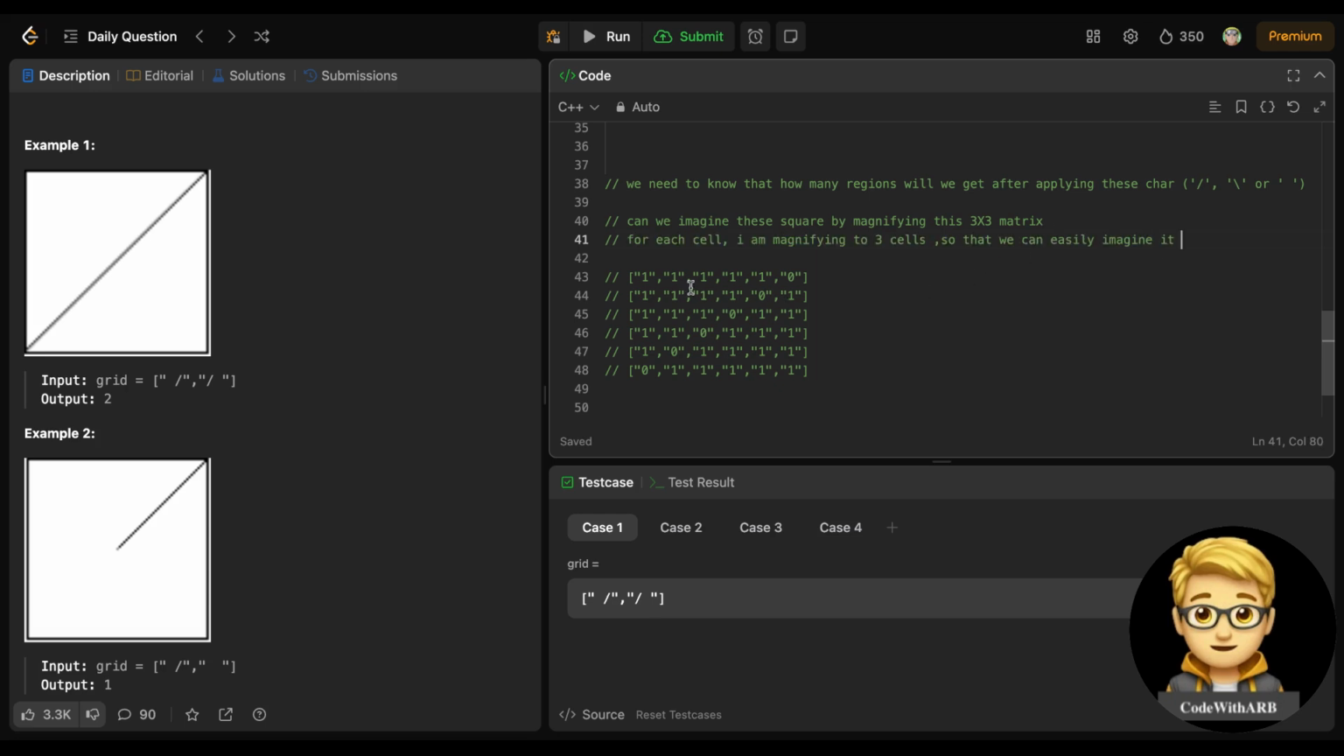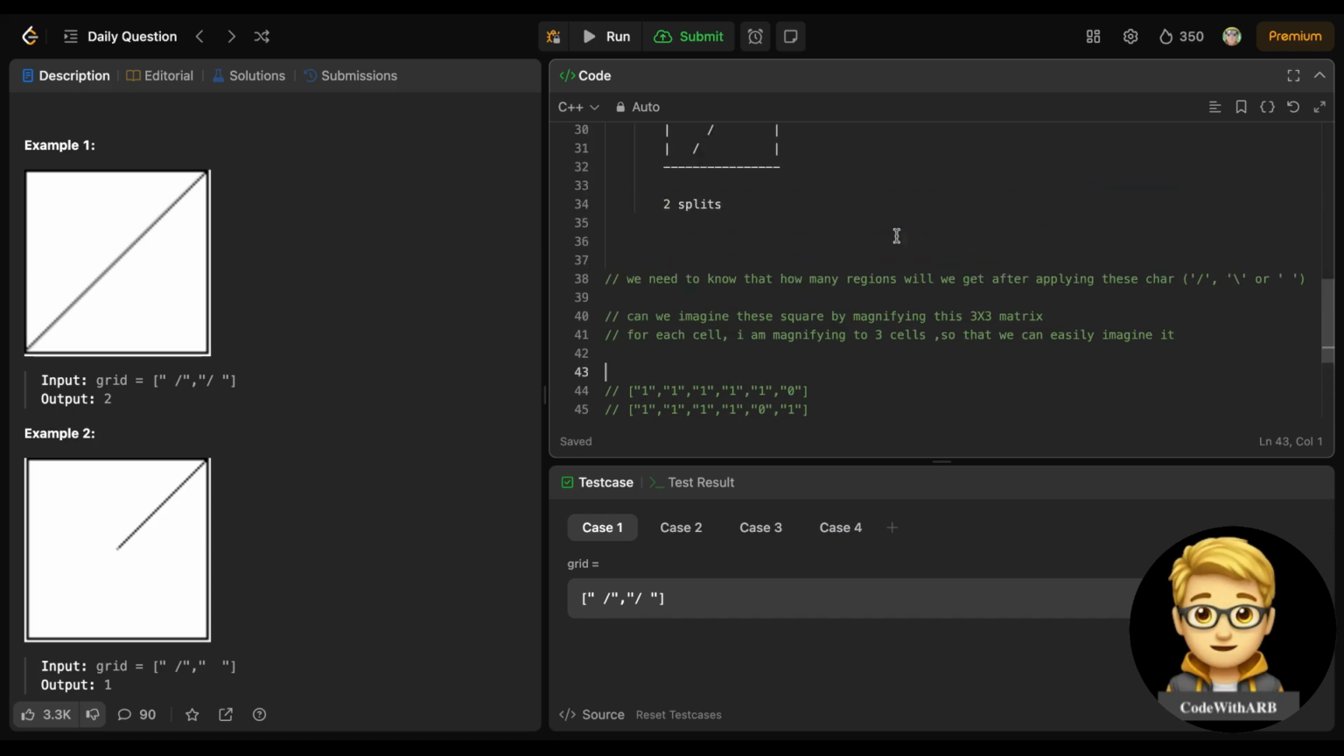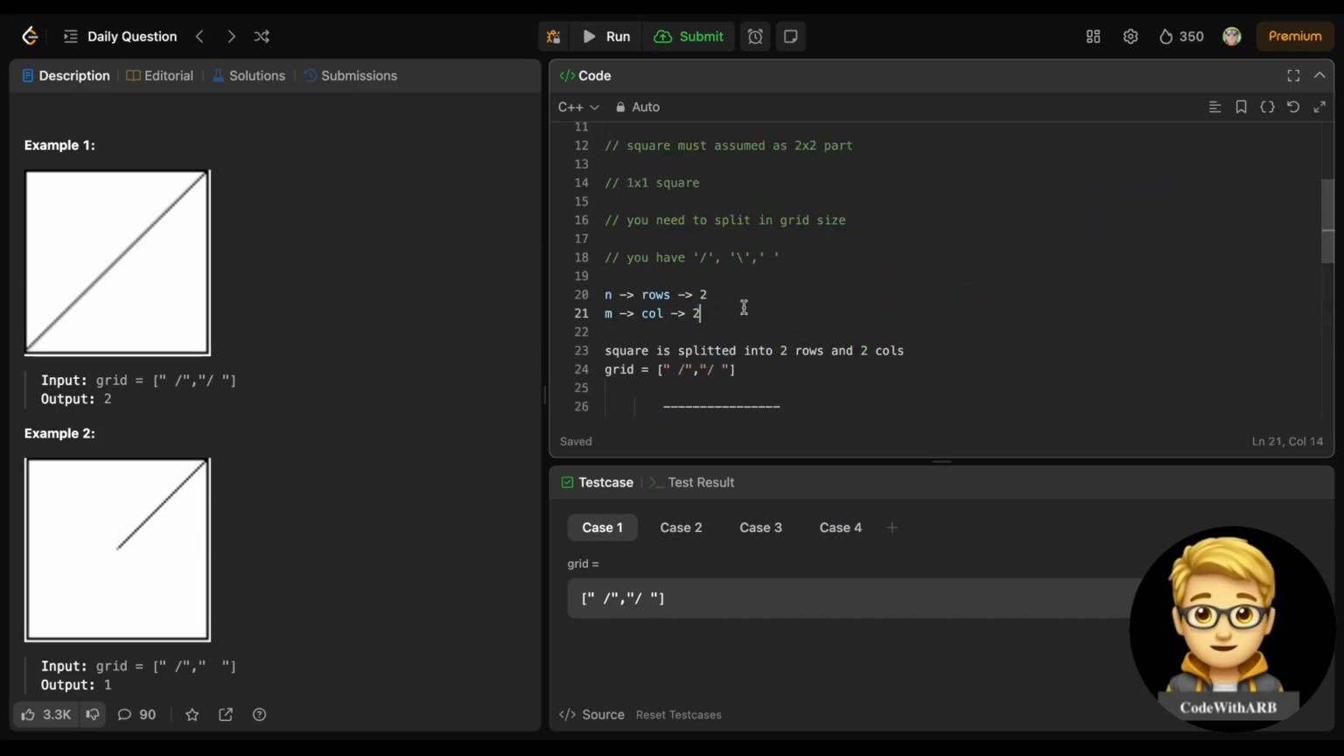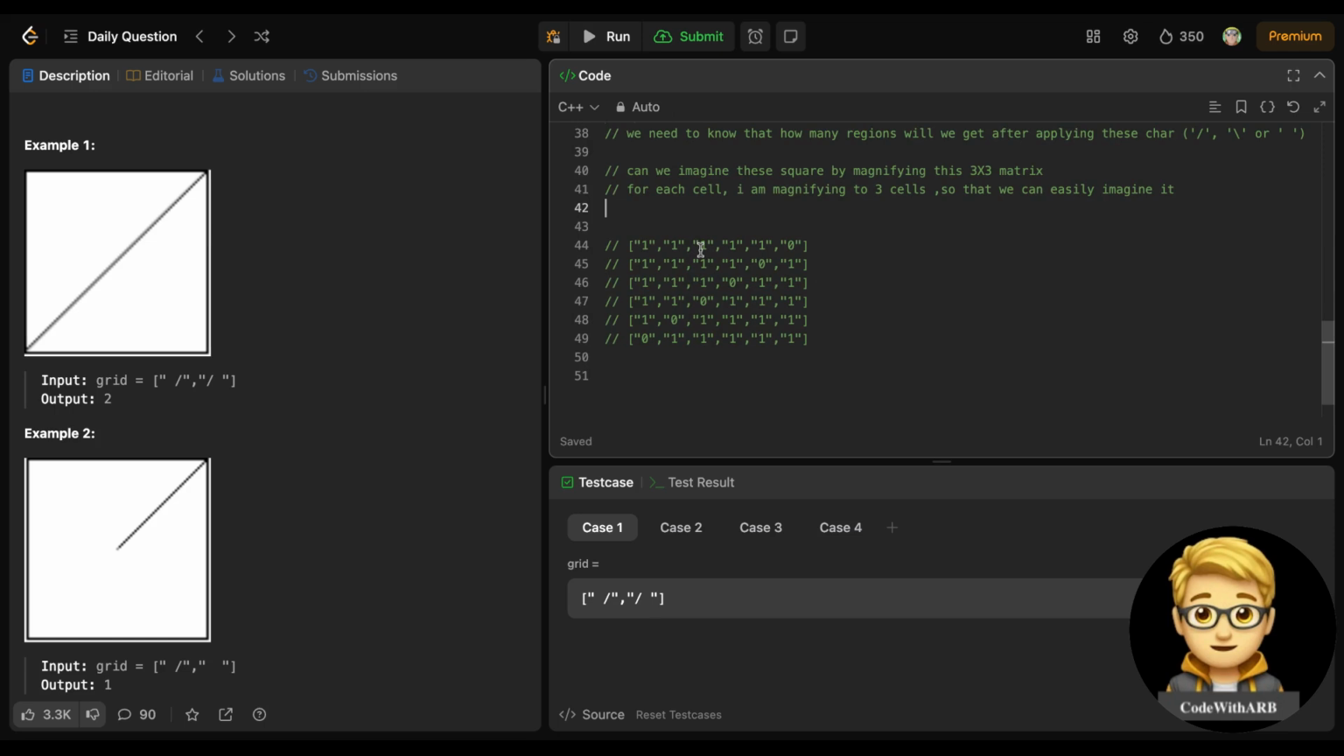So if I magnify each cell to 3 cross 3, then since we have given 2 cross 2 here, that will be a total of 6 cross 6. So a 6 cross 6 matrix will be formed.